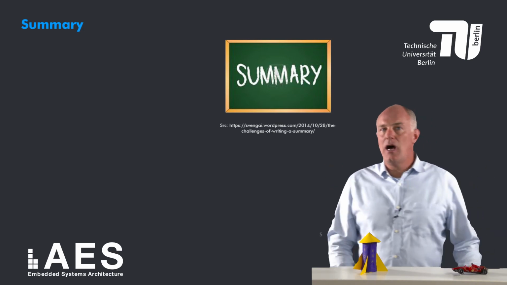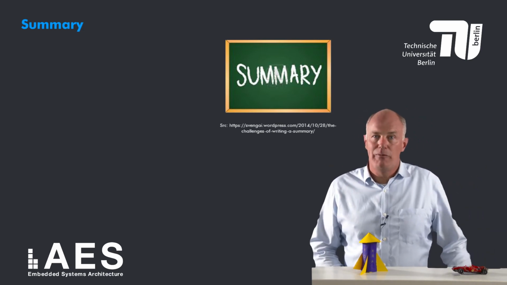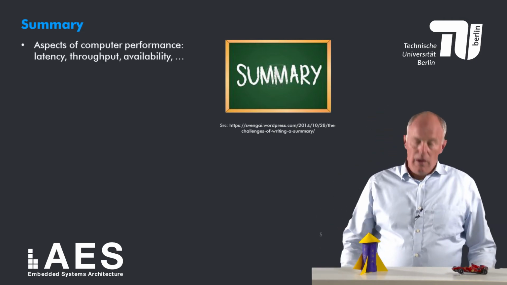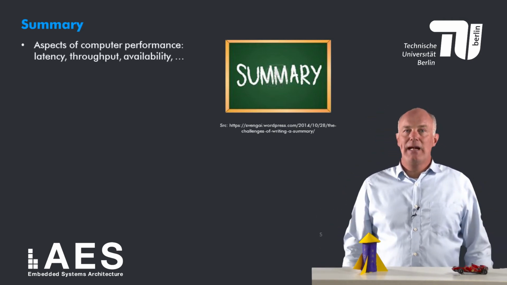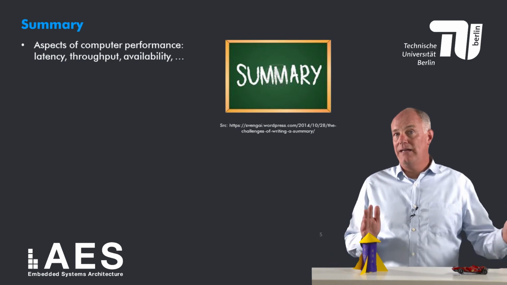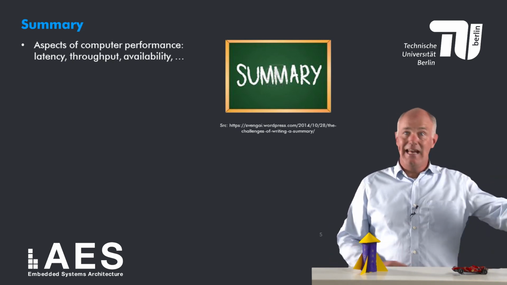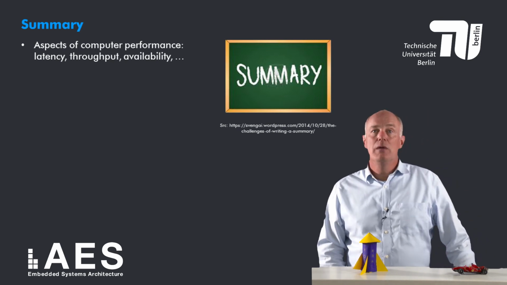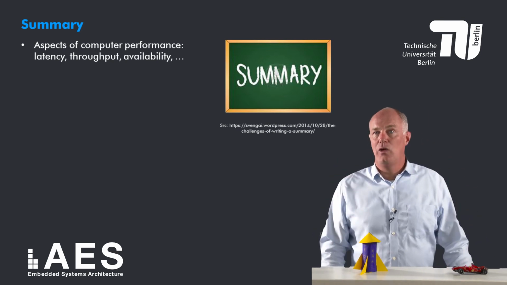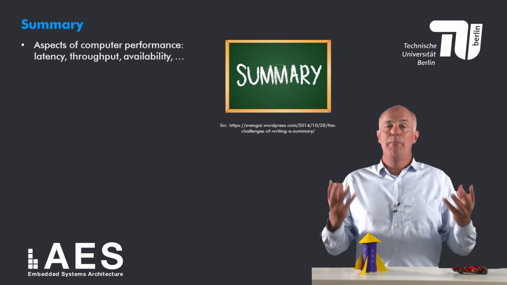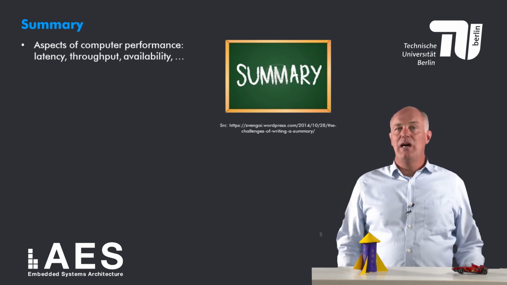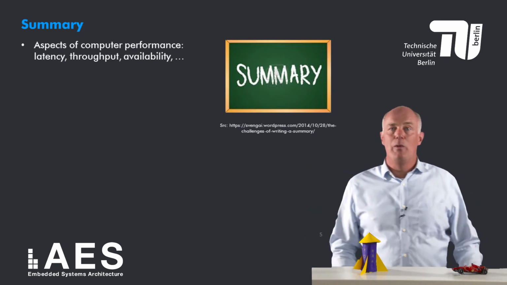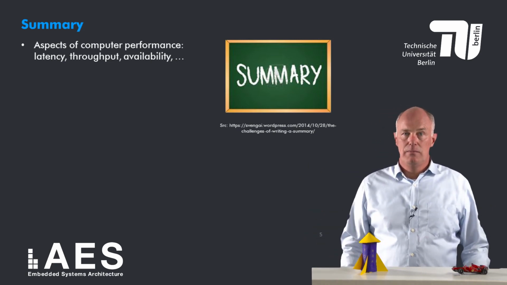Since this lesson is the last one in a series of lessons on performance, it is time for a short summary. First, there are many aspects of computer performance. For example, latency, the time from the beginning to the end to get a job done. Throughput, how many jobs can be executed per time unit. Availability, the fraction of time the system is up and running. Power consumption or performance per watt, etc.